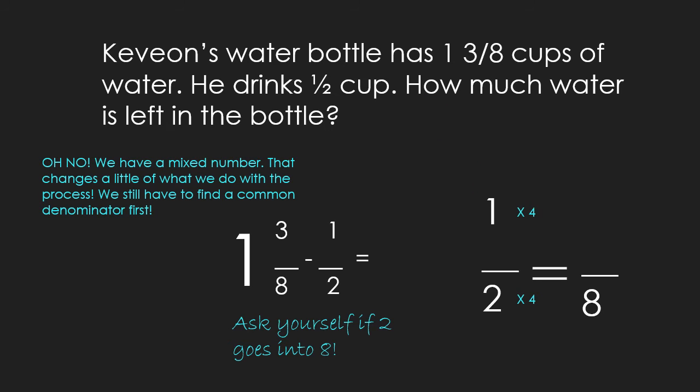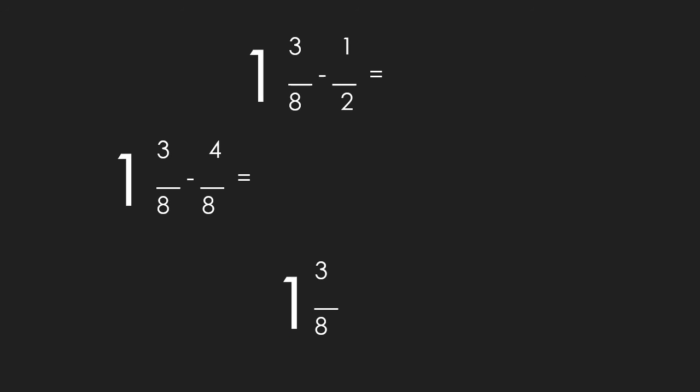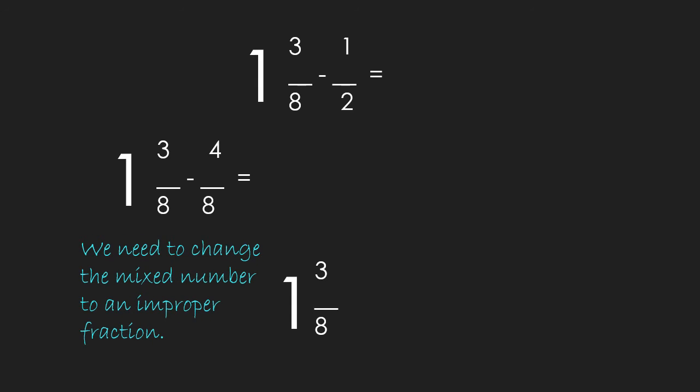So 1 times 4 is 4. So we've now changed our problem: 1 3/8 minus 4/8. I need to change my mixed number into an improper fraction. Fairly simple to do. I say 8 times 1 is 8, and 8 plus 3 gives me 11. So 1 3/8 is 11/8.